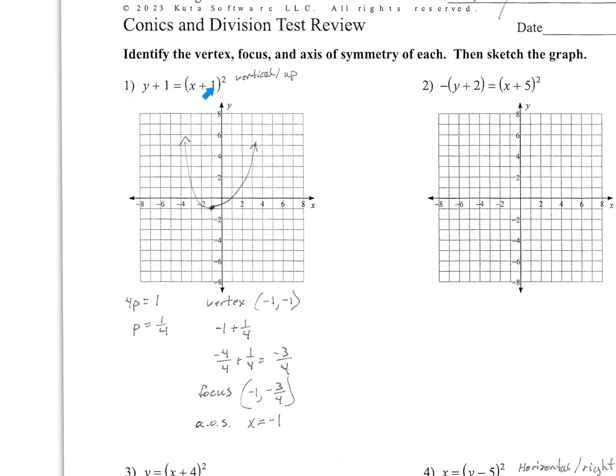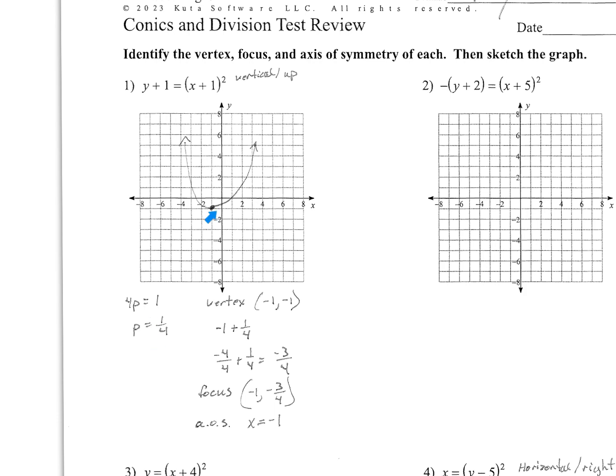So the x minus h and the y minus k, the vertex is -1, -1, which we can locate on our graph. Then we need to find what p is, because we want to identify where the focus is. So the 4p of this equation is 1. So if 4p equals 1, then p equals 1/4 because we just divide by 4.